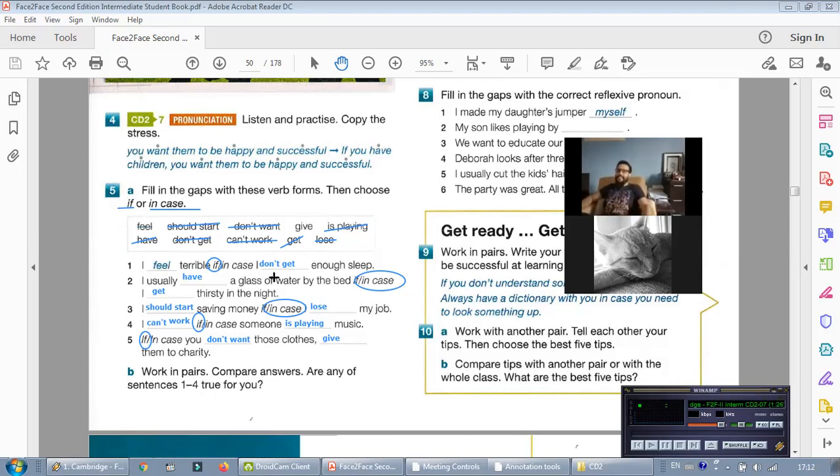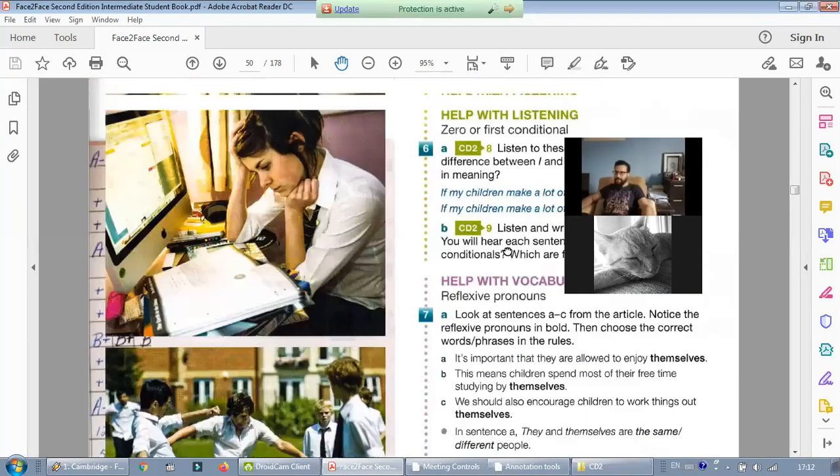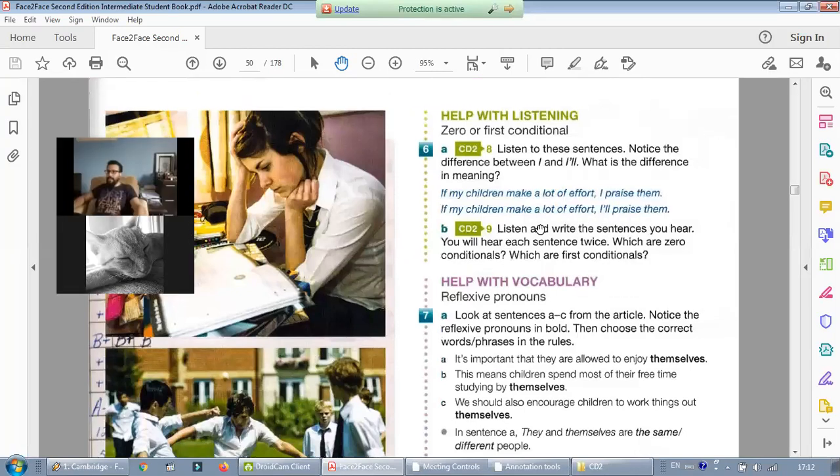Okay. All right. So yes, this is an example of how to use if or in can. Okay, let's go to number 6. Number 6 is also an interesting exercise. Okay, now here we are going to sort of play on the little difference between I and I'll.